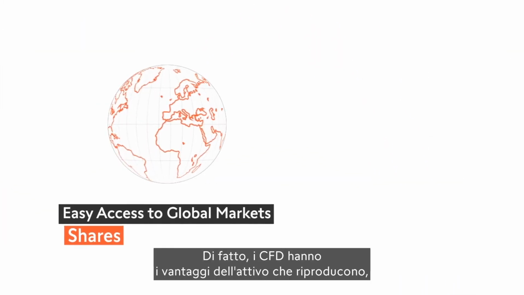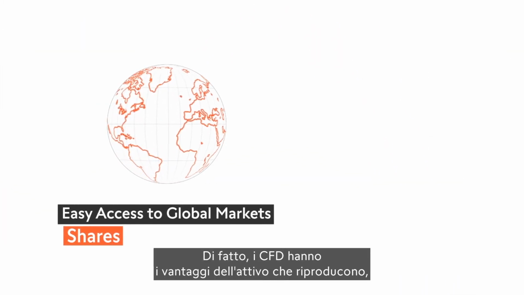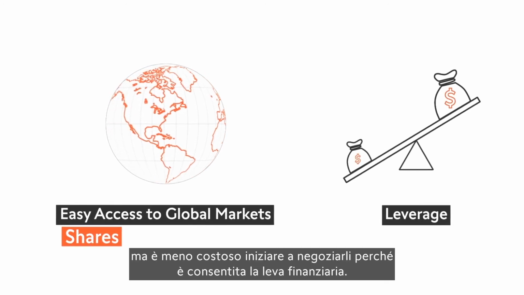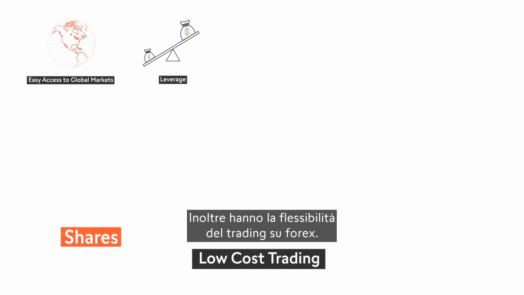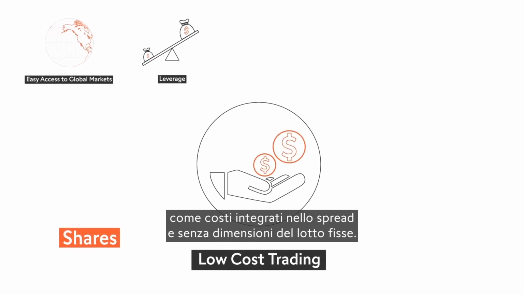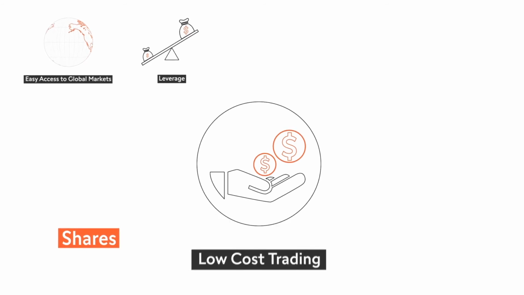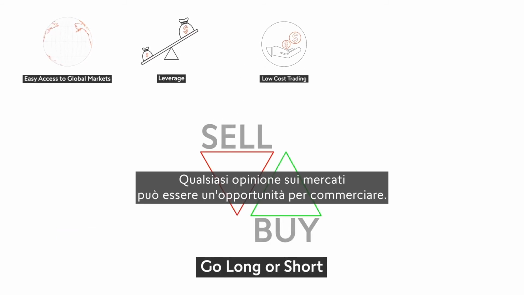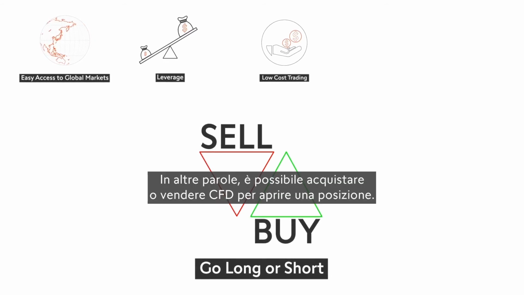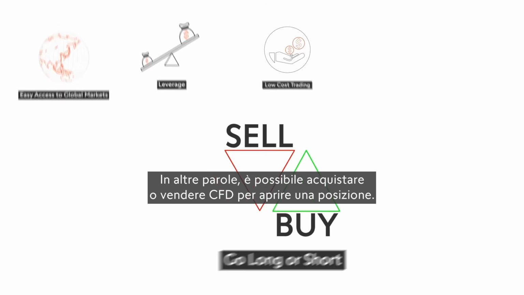In fact, CFDs have the advantages of the asset they reproduce, but they are cheaper to start trading because leverage is allowed. In addition, they have the flexibility of forex trading, such as costs built into the spread and no fixed lot sizes. Any opinion on the markets can be an opportunity to trade because you can open both long and short positions. In other words, you can both buy or sell CFDs to open a position.